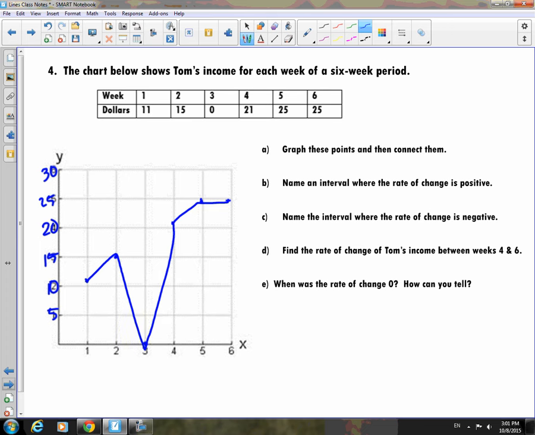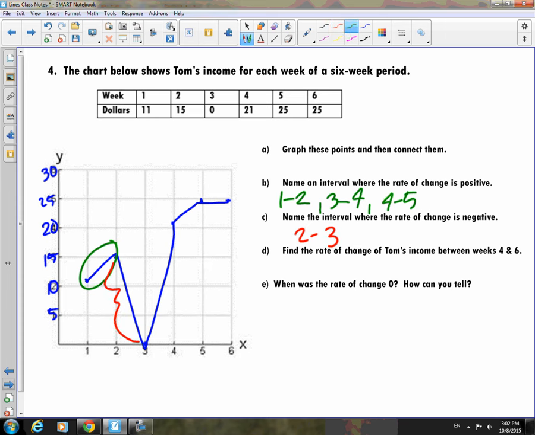Okay, name an interval where the rate of change is positive. So we have a few of positive here. We could say maybe from 1 to 2 was positive. 3 to 4 was also positive. And 4 to 5 was also positive. So any one of those would work. Name an interval where the rate of change was negative. We only actually have one of those. And that was in here from 2 to 3 weeks.